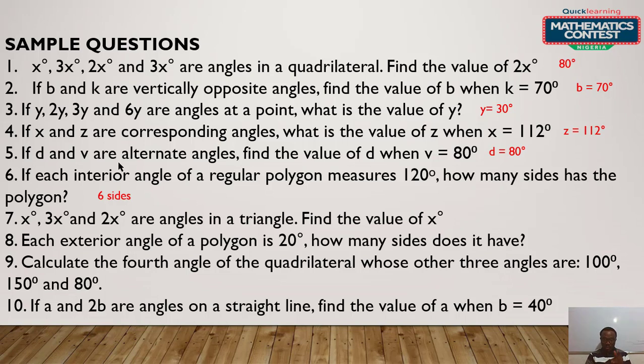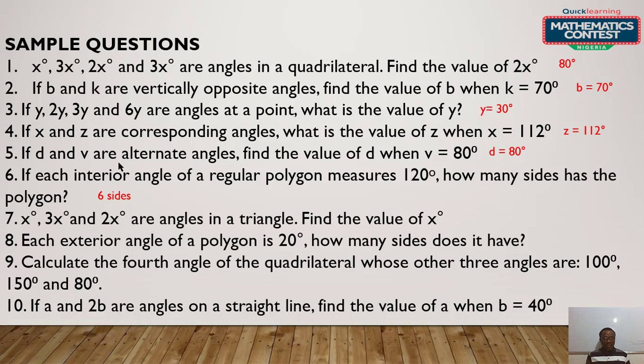So this polygon is actually a hexagon. It's a hexagon in which each interior angle is 120 degrees. Okay. Now that is for number 6.